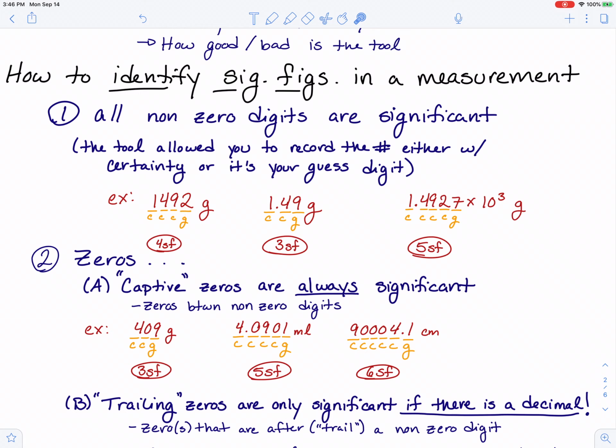My next number is written in something called scientific notation, and we're going to talk more about that later. But in this case, you can see my value here is 1.4927 times 10 to the 3. This part we're going to talk about later, but here are all my non-zero digits that are part of my value. These are all going to be significant, so I have 5 sig figs. And again, my assumption is that only the last digit is a guess digit because a measurement is only allowed 1 guess digit, and all of these were our certain digits. And then remember that our unit is always written at the end of our number.